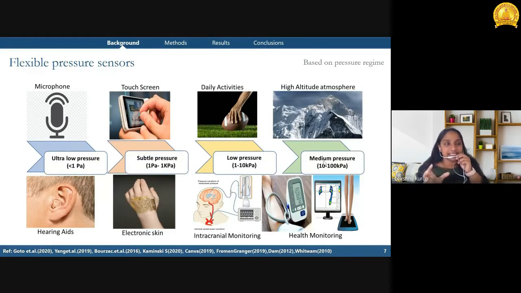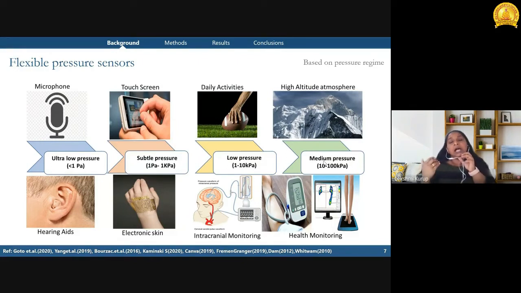So most of the scientists or researchers focus on fabricating devices which work under the low pressure region, as most of the day-to-day human activities as well as physiological signals produce pressure of that range. So that's why I myself am also focusing on that pressure region of something like 1 to 10 kilopascal for fabricating my devices. And lastly, is the medium pressure region, that is between 10 to 100 kilopascal.